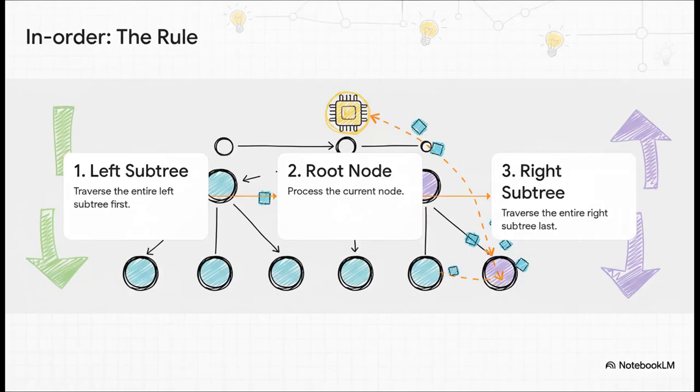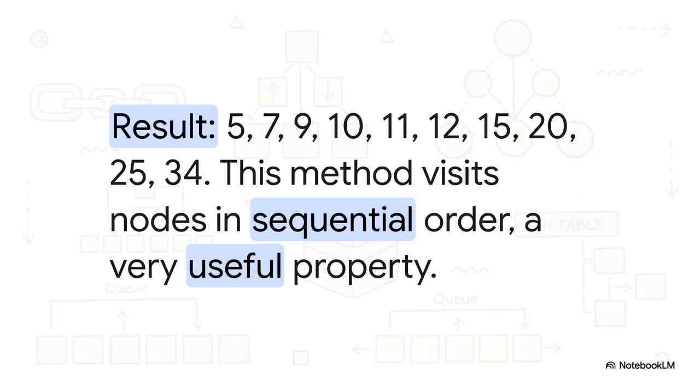Now for in-order, we just shuffle the rule. It becomes left, root, right. So this time, you go all the way to the bottom left first, then you process the root node in the middle, and then you go down the entire right side. And would you look at that? When we apply the in-order rule to a properly sorted binary tree, what do we get? The numbers come out in perfect sorted numerical order. This is not a coincidence, folks. This is a fundamental property of in-order traversal, and it's a huge thing to remember for any exam.